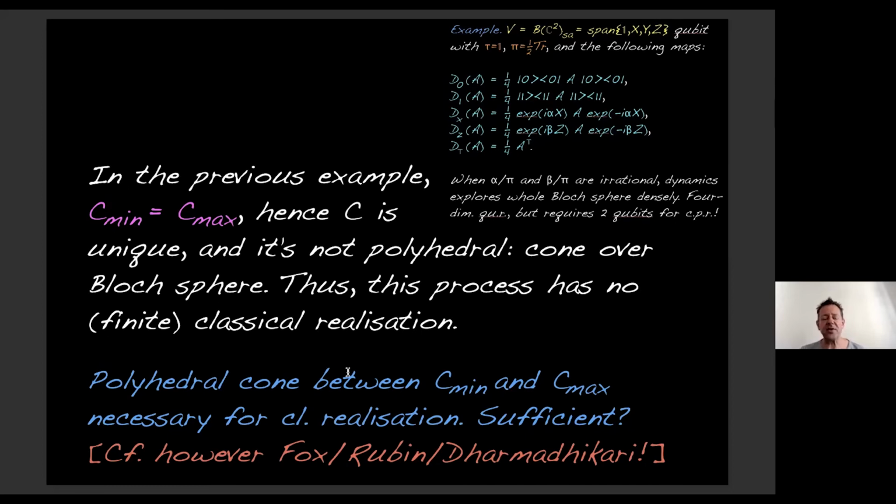This is a very different way from the examples given by Fox and Rubin and Dharmadhikari in the 60s and 70s. In fact, our argument is purely geometrical. We're just looking at these cones and arguing why a classical realization cannot exist. The arguments of these gentlemen in the past were very, very different. And in fact, together with Giuseppe and Marco, we analyzed the example discussed by Dharmadhikari, and it turns out it has no classical realization, but it has a quantum realization in dimension four, so it's like a Q-tree, sorry, in the Q-tree. I think you need a Q-tree.